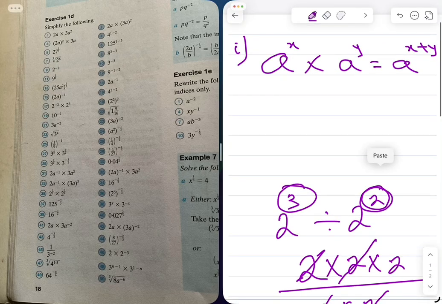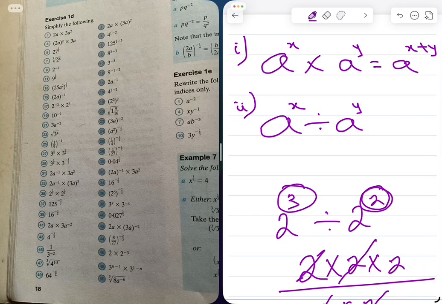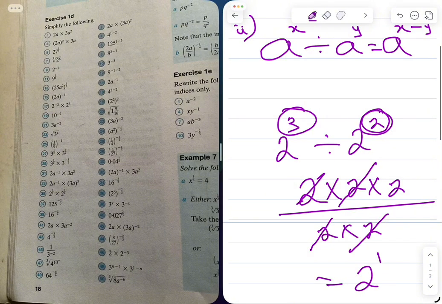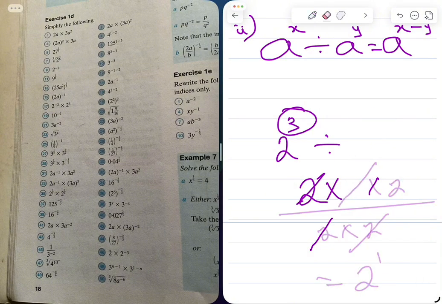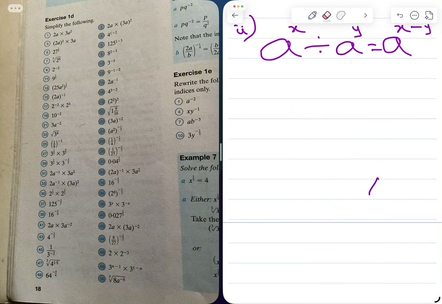So we take the second one. Let's call that Roman figure 2. A raised to power x divided by a raised to power y is equal to a raised to power x minus y. We take another one very quickly. Let's call that Roman figure 3.